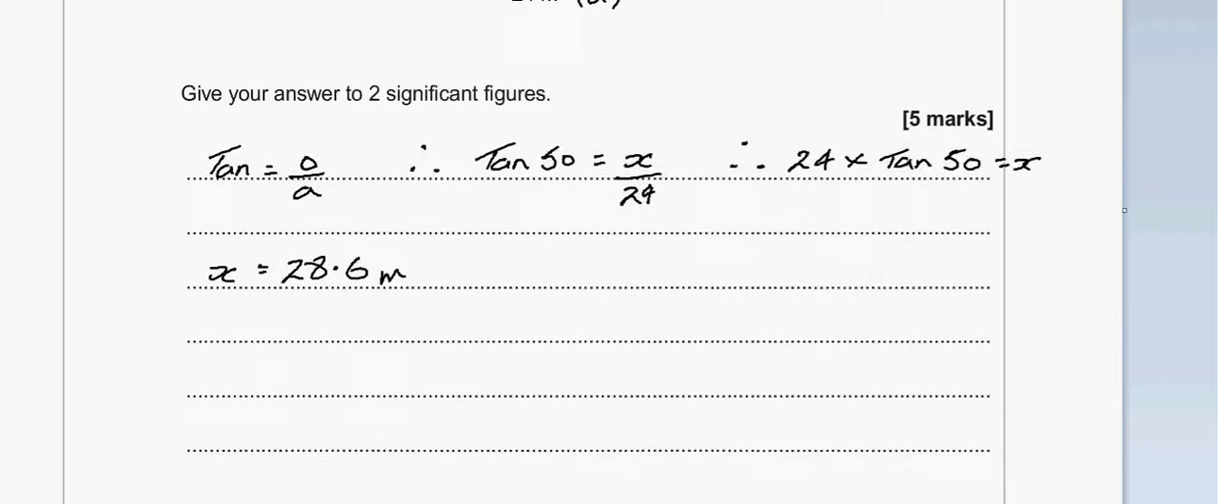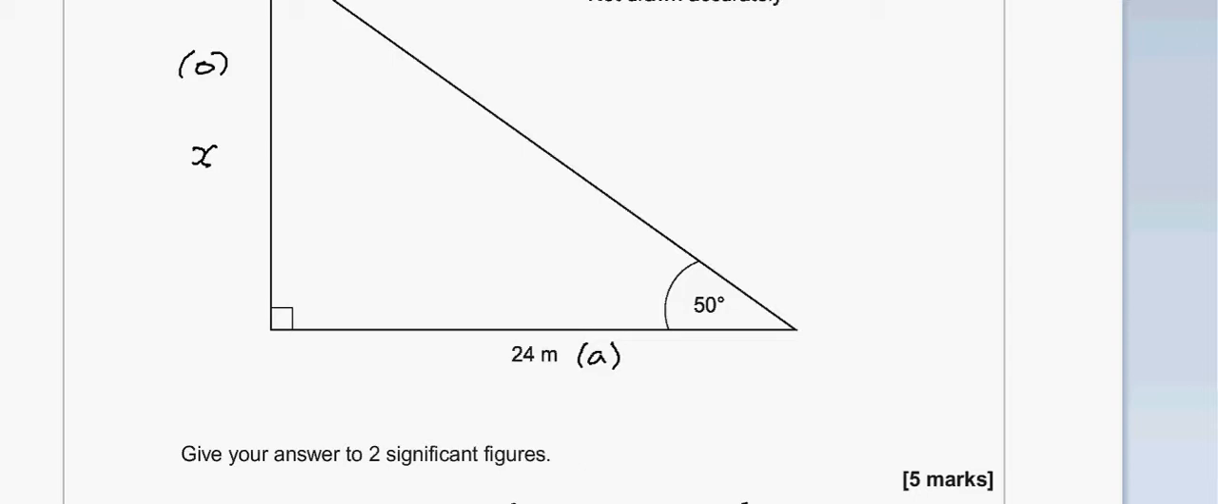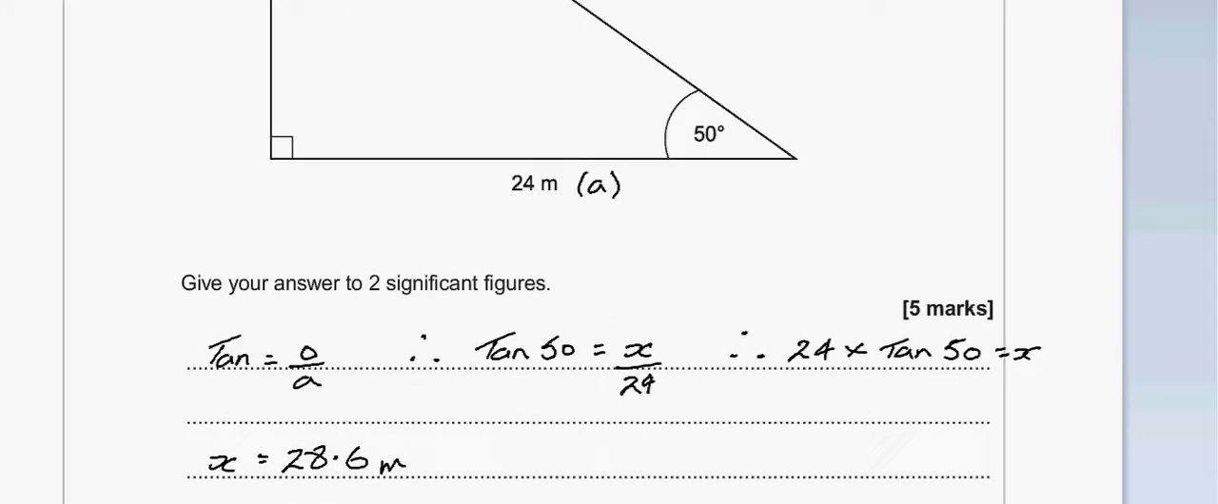So I would take that to 28.6. So this is 28.6, and this is meters. Okay. So now we know the area is the base multiplied by the height. So now we have the height. So it's base multiplied by height divided by 2, or half the base times the height. So I can say that the area is half the base multiplied by the height.